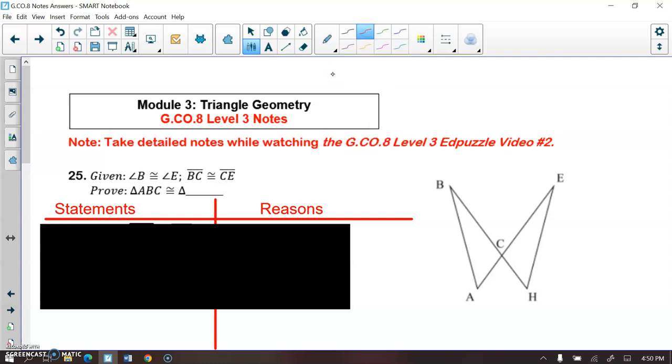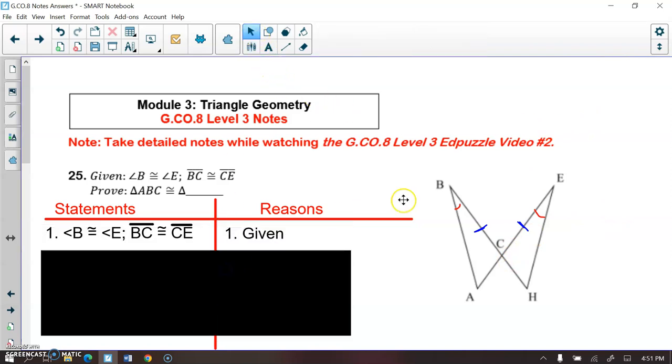I have angle B and angle E congruent to one another. I'm also given that BC is congruent to CE. So that's my given. I state that first. So on each of these triangles, I have two pairs of corresponding things congruent. My first pair is angle B and angle E. So I'm going to highlight that. My second pair is side BC and side CE.